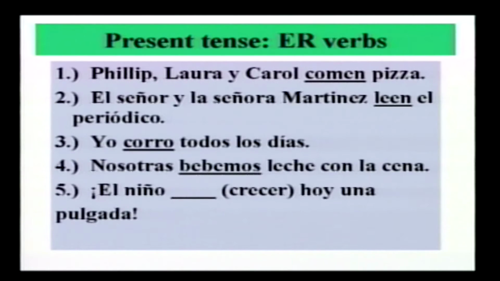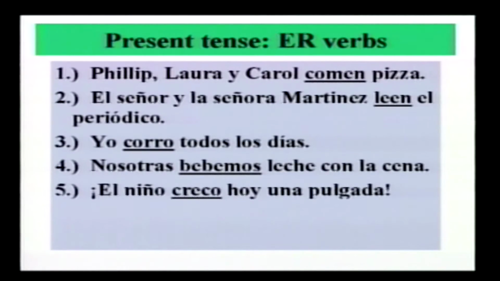Number 5. El niño blank hoy una pulgada. Crecer, to grow. Pulgada, inch. Una, 1. The child grew 1 inch today. Third person singular. Creció.